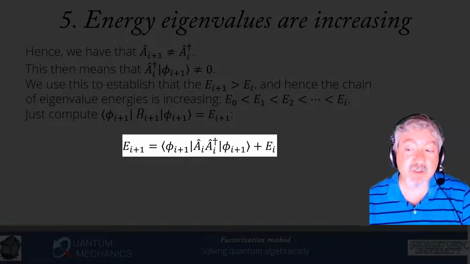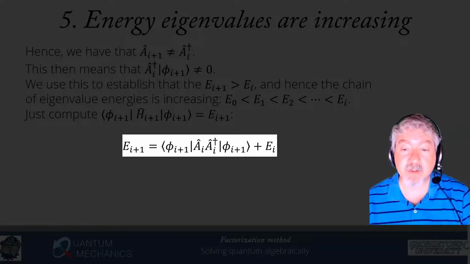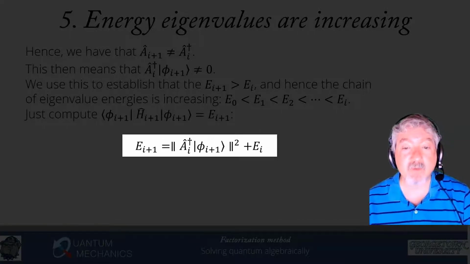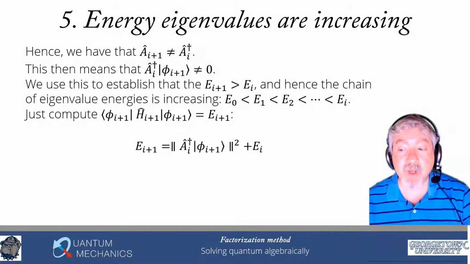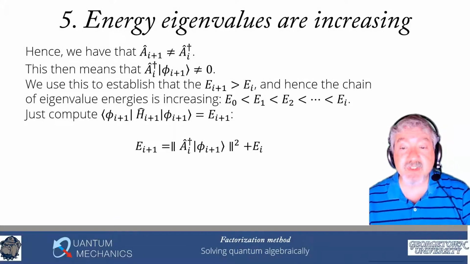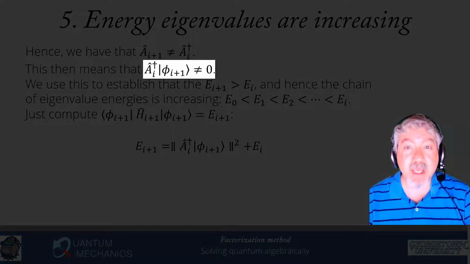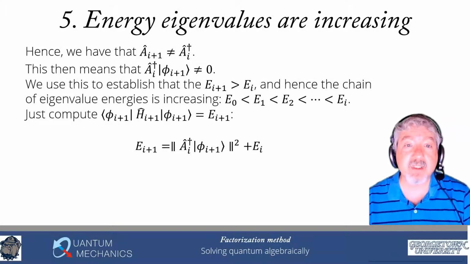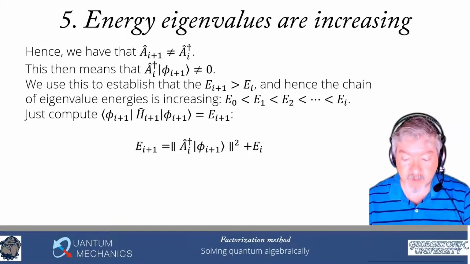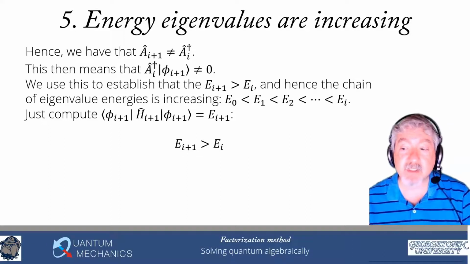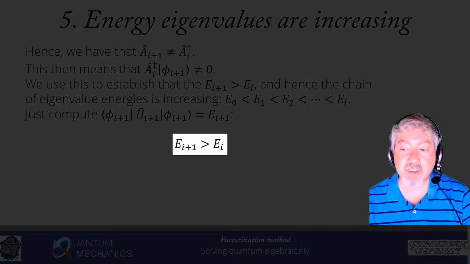And now you can see, look, this is a positive semi-definite operator. That's the norm of AI dagger acting on phi I plus 1. But the norm must be greater than or equal to 0. But you see here, it can't be equal to 0 because we said AI dagger phi I plus 1 is not 0. And the only time that the norm is equal to 0 is if I have the 0 vector. And so we know that that second term is bigger than 0. Well, that's enough to tell us that E_{i+1} is bigger than EI.